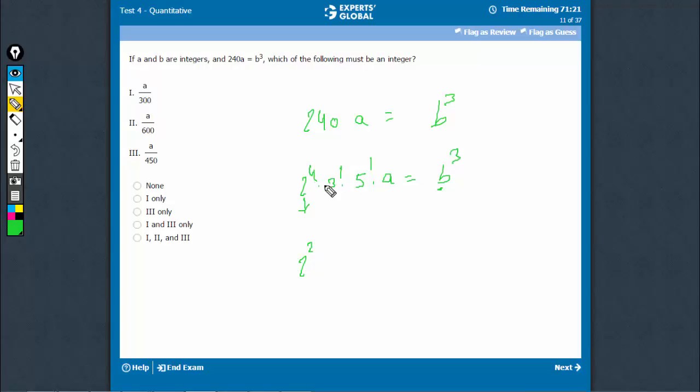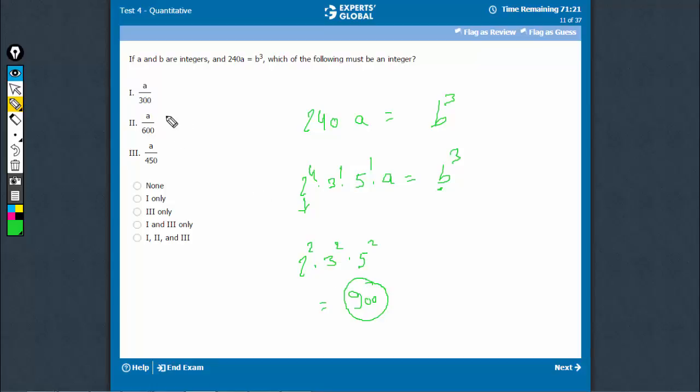And therefore this would be a perfect cube. A must also have at least 2 3's in it, so that 3 raised to power 1 becomes at least 3 raised to power 3. And a must also have at least 2 5's in it, so that 5 raised to power 1 becomes 5 raised to power 3. And now this turns out to be 900. So a has to be at least 900.